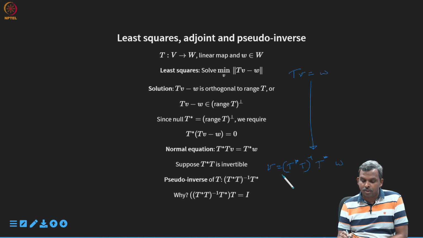So, this guy here is called the pseudo inverse. Okay. So, you can see why, because if you hit it with T, you get I. Okay. So, when T is invertible, this gives you something, right. So, that's nice to see.